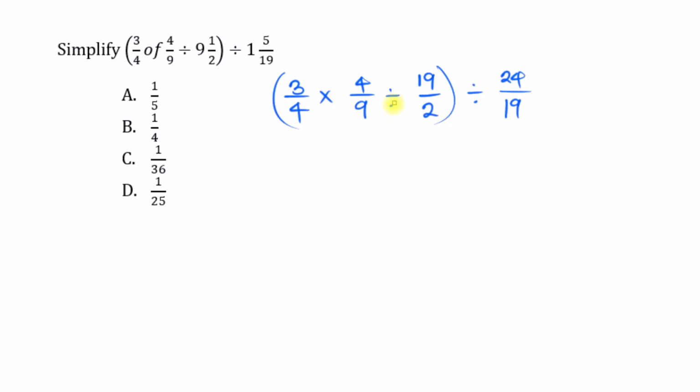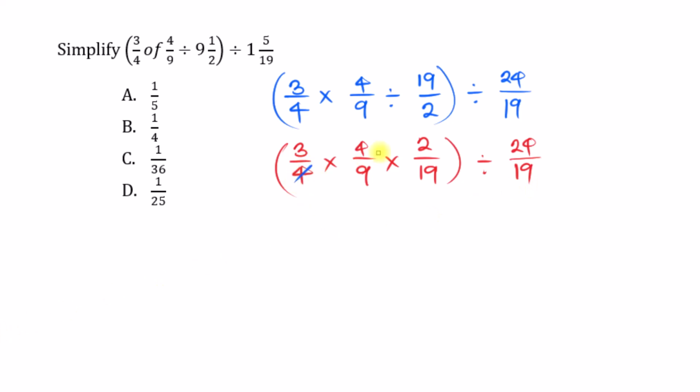To find out the one in brackets, we are having multiplication and division, which is the same thing. If you want to simplify division, you turn it to multiplication and reverse the order of the fraction. Initially 19 over 2, it will turn to 2 over 19. So we are going to have 3 over 4 times 4 over 9 multiplied by 2 over 19. That is what is going to be in the bracket, and then we have divided by 24 over 19, which we'll get to in a moment.